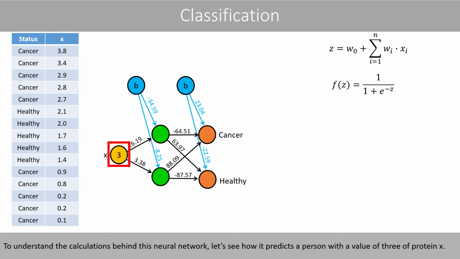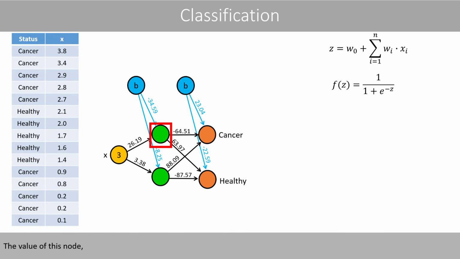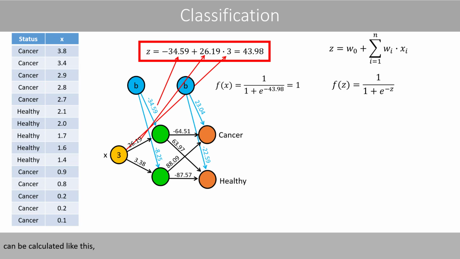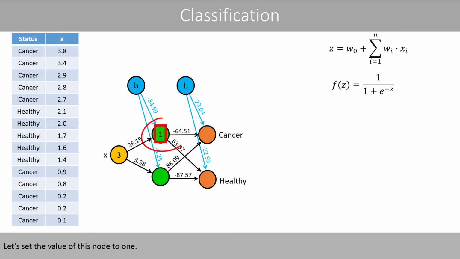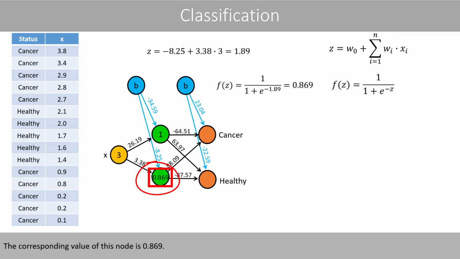To understand the calculations behind this neural network, let's see how it predicts a person with a value of 3 of protein X. The value of this node can be calculated like this, which results in a value that is approximately equal to 1. Let's set the value of this node to 1. The corresponding value of this node is 0.869.